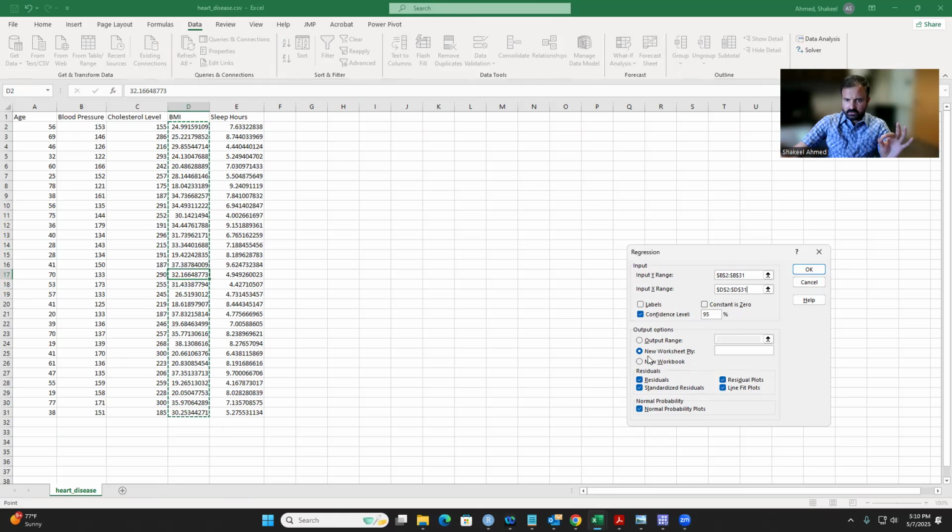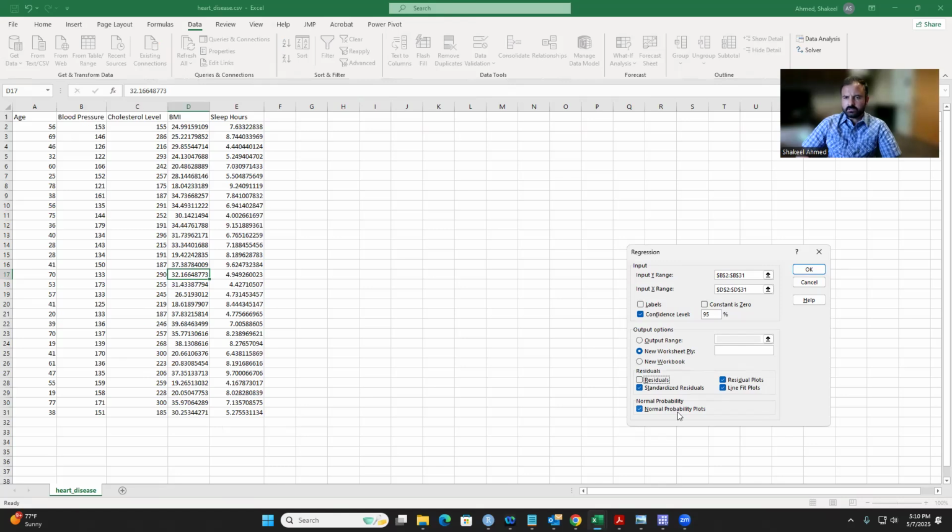And then we have the output sheet, residuals and the plots. You need residual plots, standardized residuals and line fit plot. And you can also check the normality of the residuals. Basically, these are all related to the assumptions of the simple linear regression.